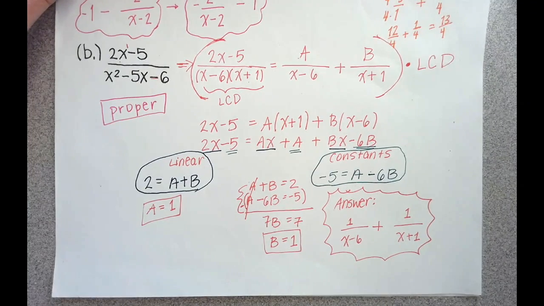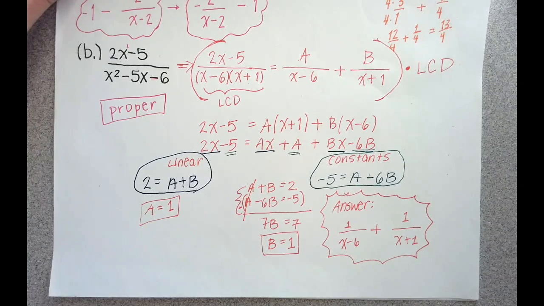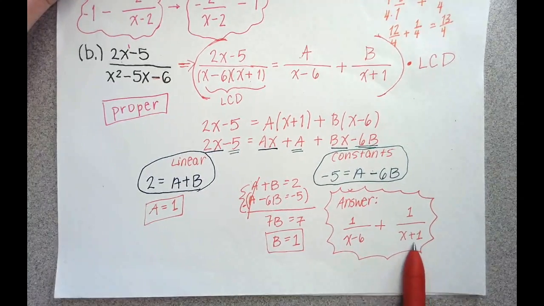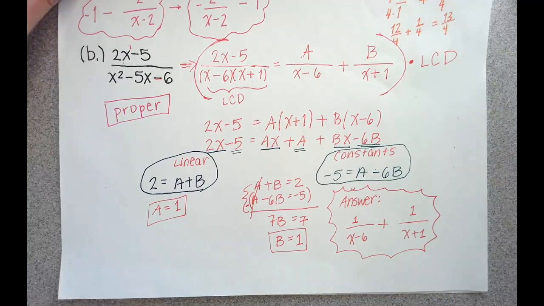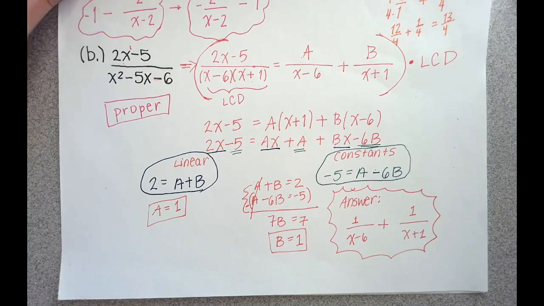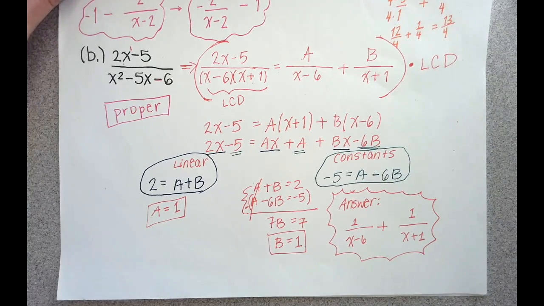So the final answer to this is 1 over x minus 6 plus 1 over x plus 1. Obviously, addition is commutative, so we can rewrite this in the other order. Always be careful when you're comparing with your friends or with somebody. If you had set yours up differently, your A would be my B and my B would be your A. In this case, it doesn't make a difference because they're both equal to 1.